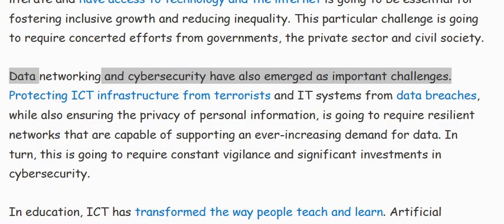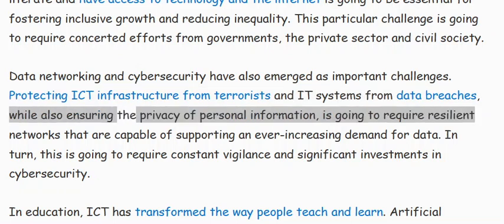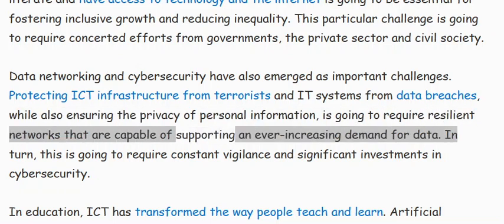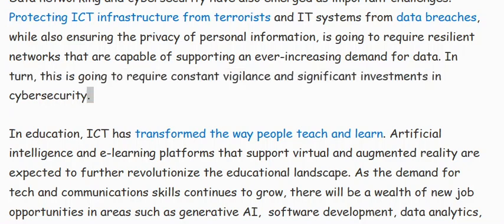Data networking and cybersecurity have also emerged as important challenges. Protecting ICT infrastructure from terrorists and IT systems from data breaches, while also ensuring the privacy of personal information, is going to require resilient networks that are capable of supporting an ever-increasing demand for data. In turn, this is going to require constant vigilance and significant investments in cybersecurity.